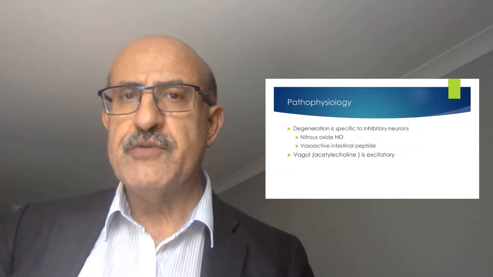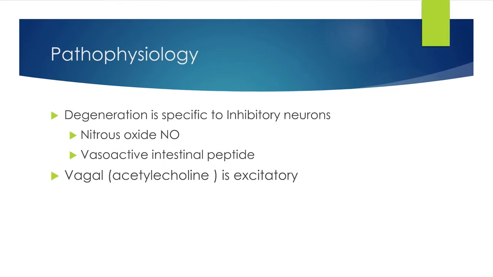The degenerative process in this condition seems to start with the lower esophageal sphincter, and in particular the inhibitory neurons of the plexus. These neurons are known to be responsible for relaxation of the lower esophageal sphincter in response to the swallowing process. They typically produce either nitric oxide or vasoactive intestinal peptide, as opposed to the excitatory acetylcholine nerve endings and fibers that stimulate the contraction to keep the resting pressure in the lower esophageal sphincter.